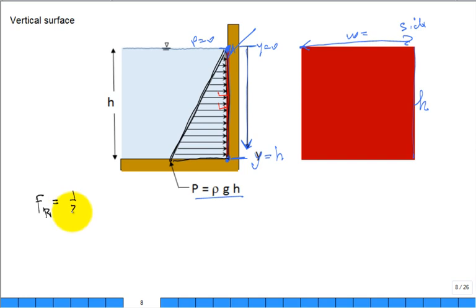Yeah, it'd be 1/2. Then you have rho g times h. So this would be the pressure at the bottom. The pressure at the top is zero. And then you have 1/2. Isn't this the average pressure over that surface? And then we multiply by the area of the surface. Let me put it like this. The area of the surface is going to be h times w, this w right here.